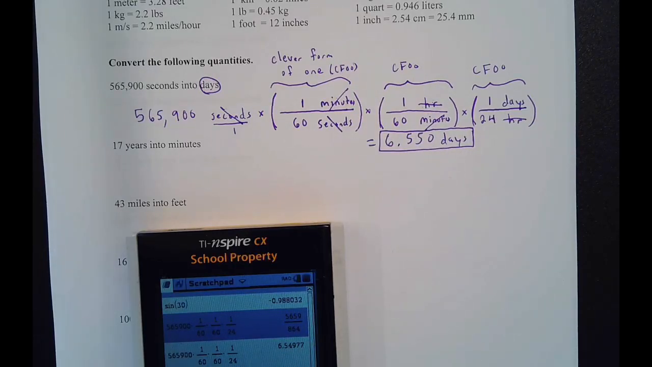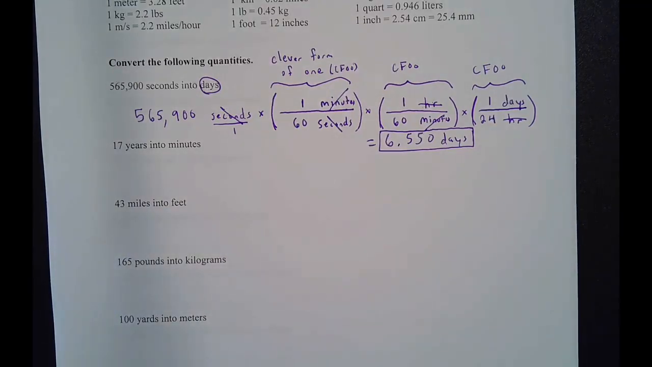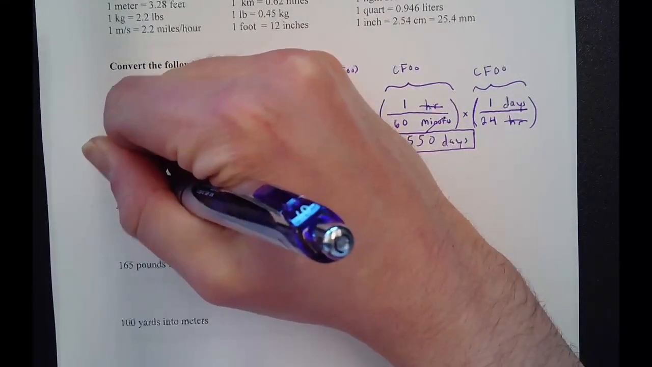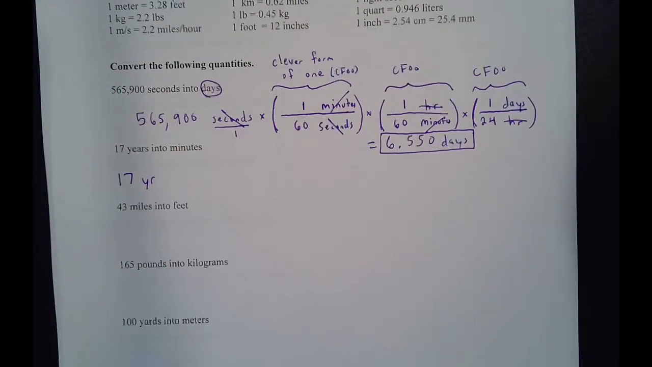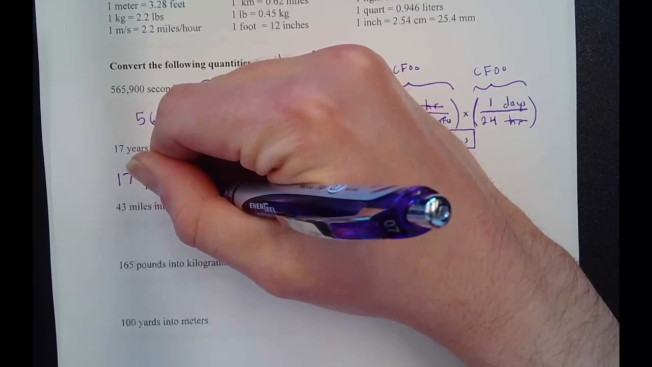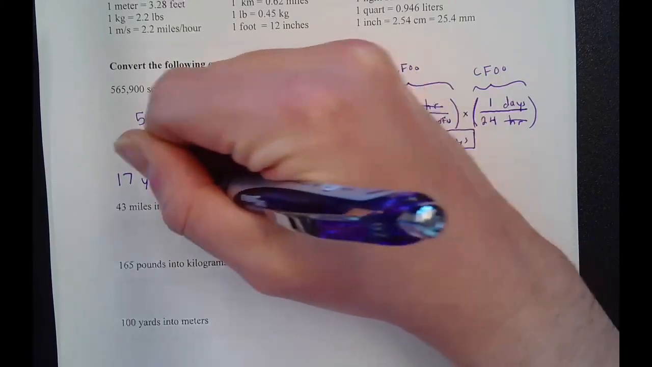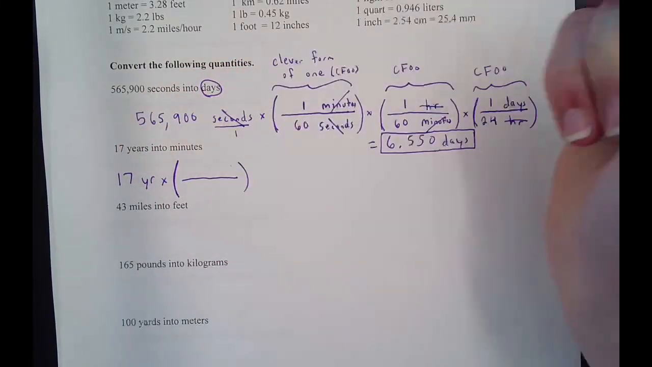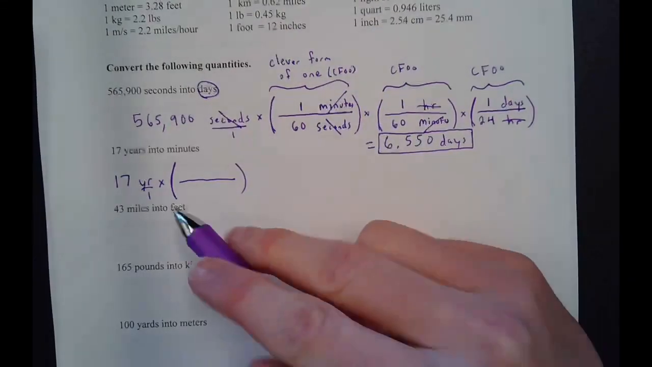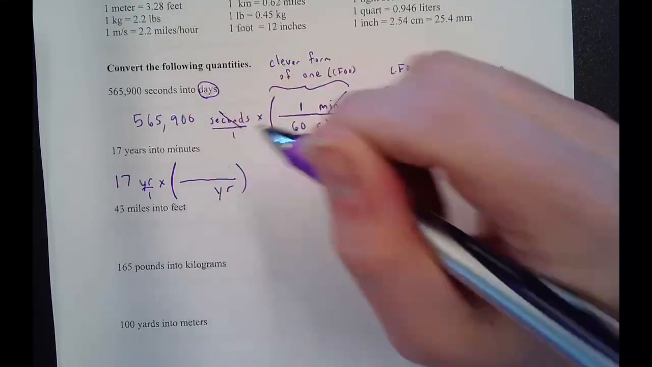Let's try the second one together. 17 years into minutes. So I'm going to start with 17 years, and I want to get all the way to minutes. I don't know how many minutes are in 1 year, so I can't do that directly, but I do know how many days are in a year. So I'll start there. I have years over 1 right now, so I want to cancel that years out. I'm going to put it in the denominator of my fraction.